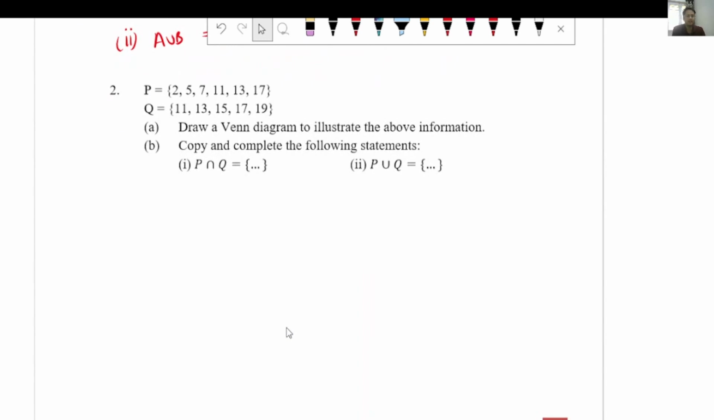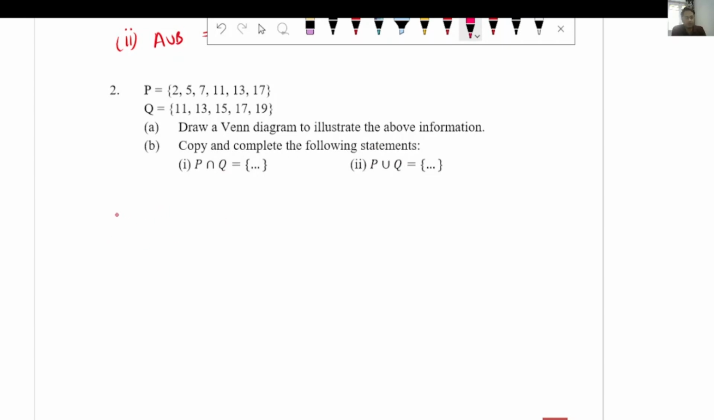Here it is written that P is one set in which there are numbers 2, 5, 7, 11, 13, 17, and Q is a set in which there are numbers 11, 13, 15, 17 and 19. You need to draw the Venn diagram to illustrate the above information and copy and complete the following statements: P intersection Q and P union Q.